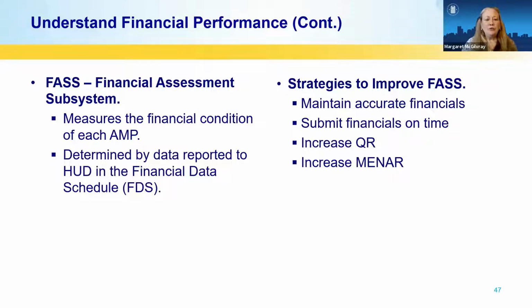So, some of the questions that may be useful, or the ways that you measure the ongoing financial condition of your housing authority, are determined by the data reported to HUD on the Financial Data Schedule, or FDS, which comes out annually. You will submit an unaudited FDS and then an audited FDS.